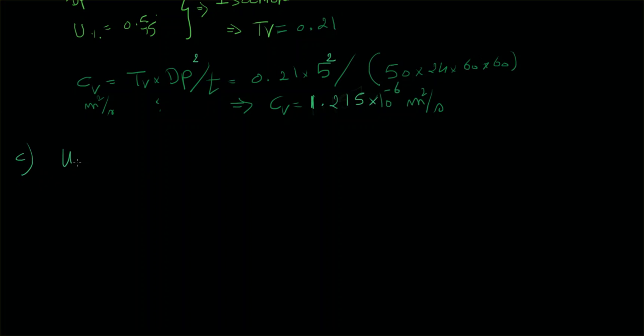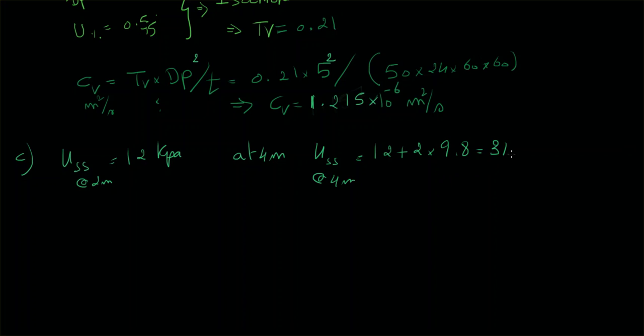So now my USS at 2 meters is constant to be 12 kPa. However, at 4 meters, it's not going to be the same because we're adding more water, right? So USS at 4 meters is going to be the 12 plus the extra 2 meters of water, which is 31.6. That's for the spatial part. What about the time part? Time is equal to 100 days.